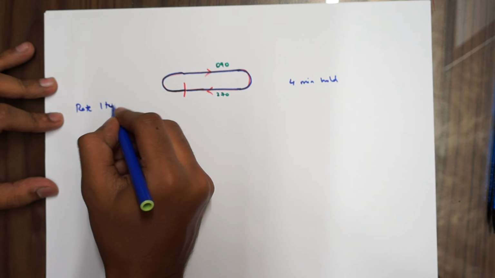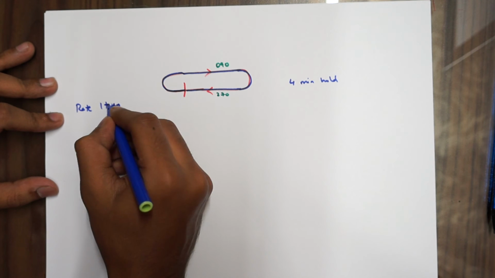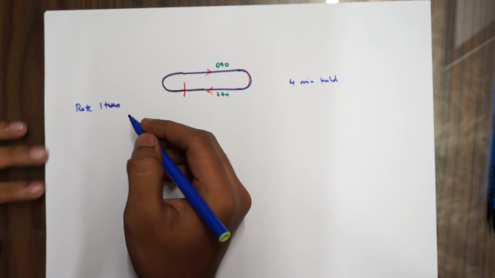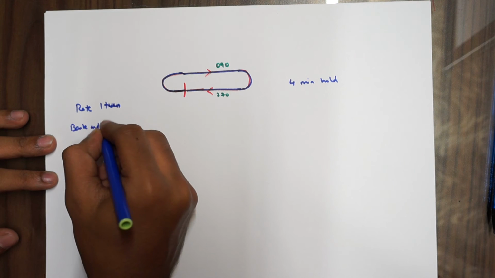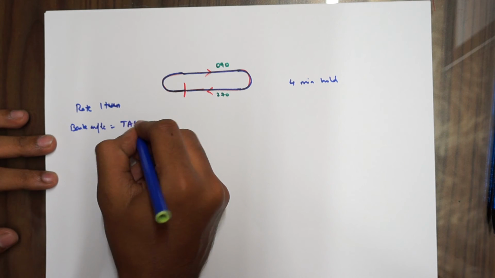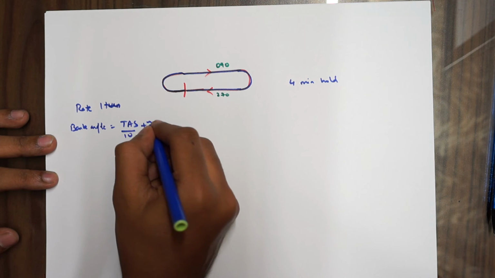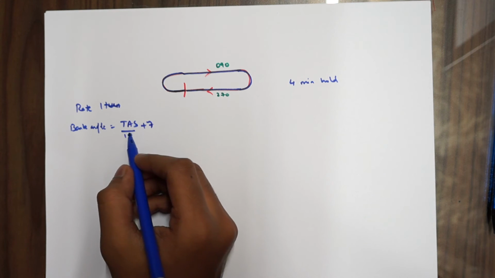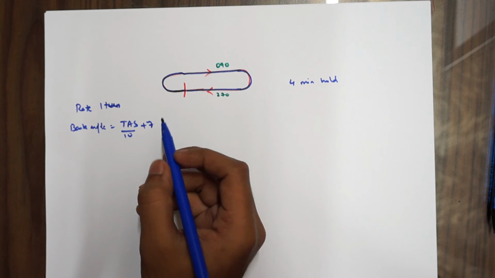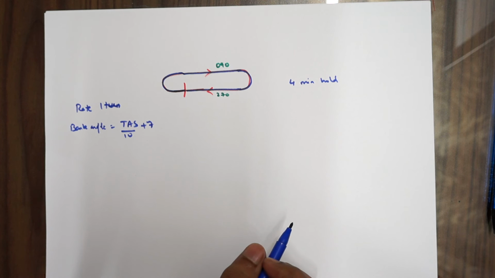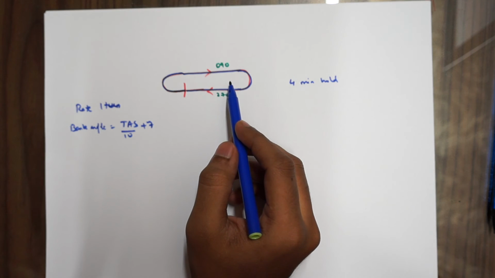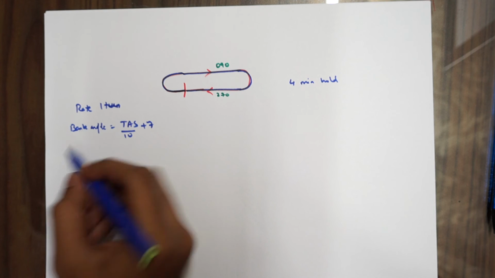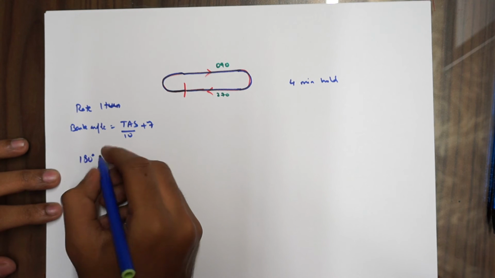Now rate 1 turn. To find out what bank to keep on a rate 1 turn, what you need to do is bank angle equals your TAS by 10 plus 7. So approximately if you're flying at 100 knots, 100 by 10 is 10, 10 plus 7, so 17 degrees of bank will give you a rate 1 turn. Alright, so that's about rate 1 turn. Now next important thing is rate 1 turn is 180 degrees in a minute.